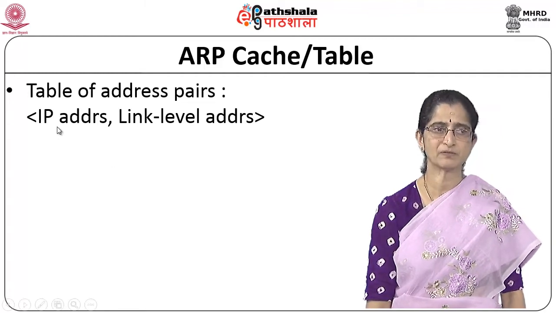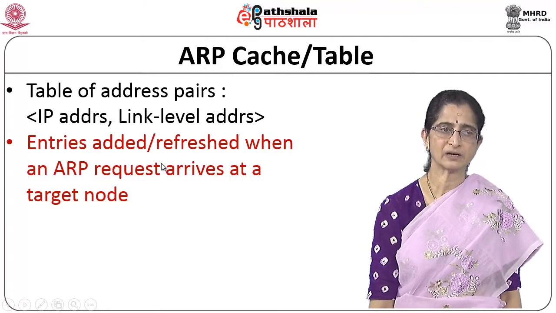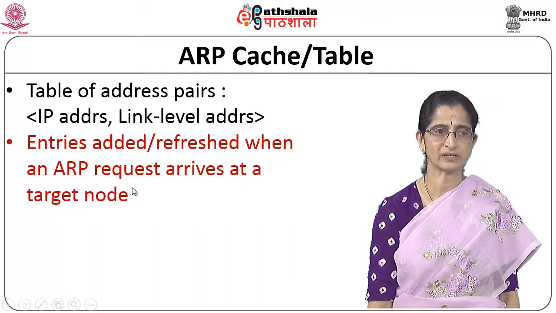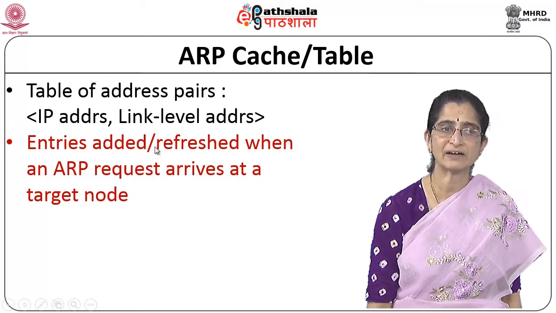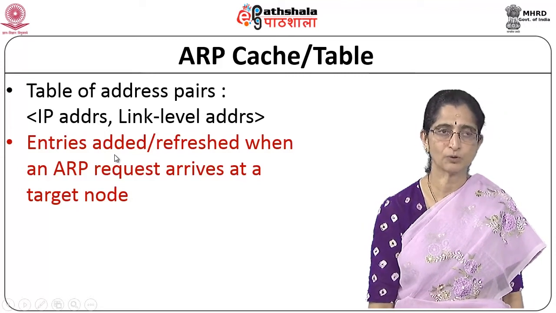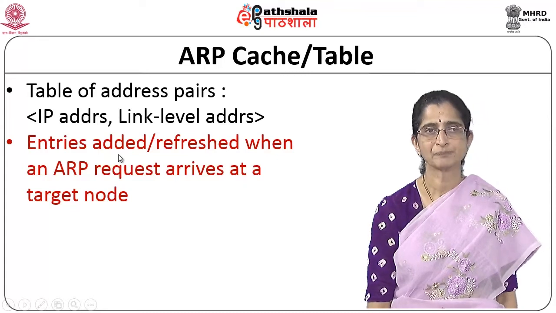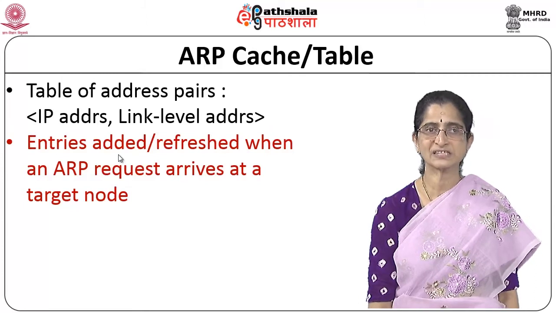You will have this mapping between the IP address and the link level address. So entries can be added or refreshed whenever an ARP request arrives at a target node. Let's say I already have an entry for a particular address. In fact, you need to understand one more bit here. When an ARP request is sent, the target node will pick up the information which is there in that request.